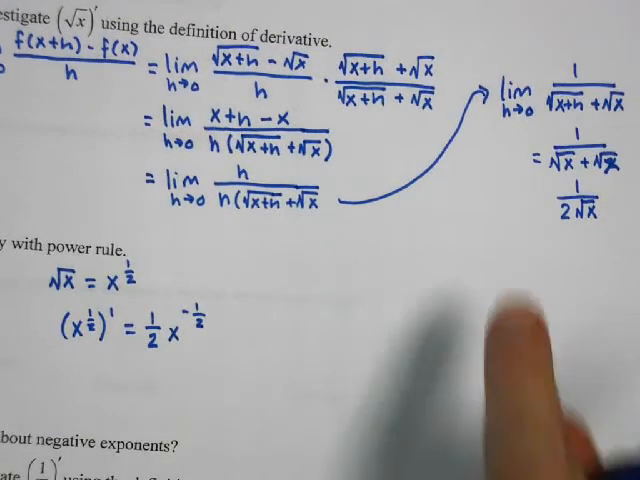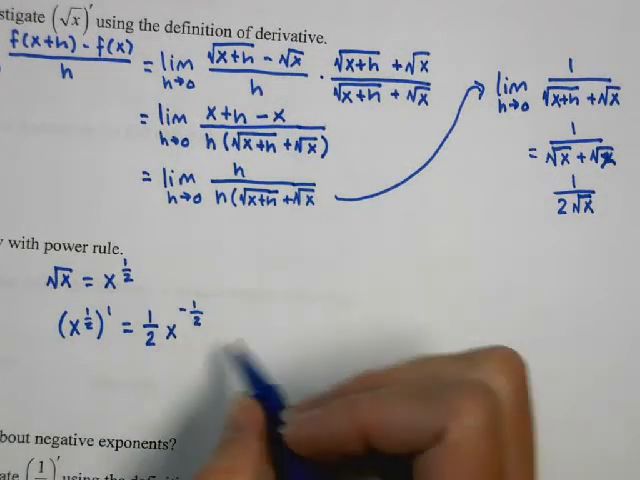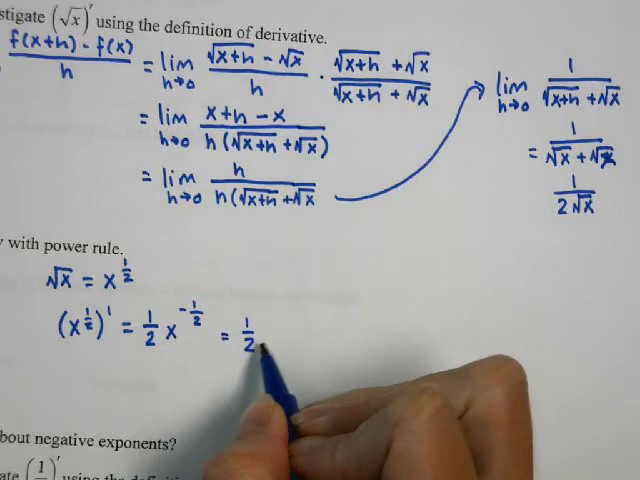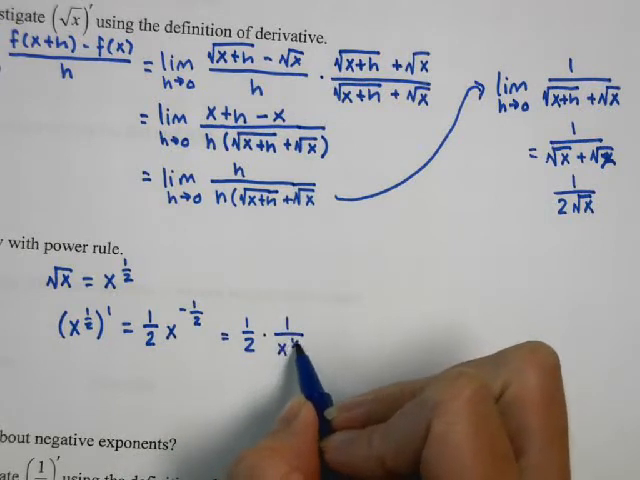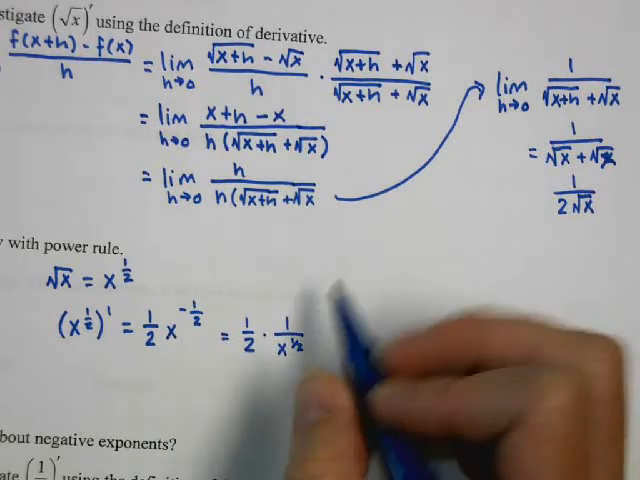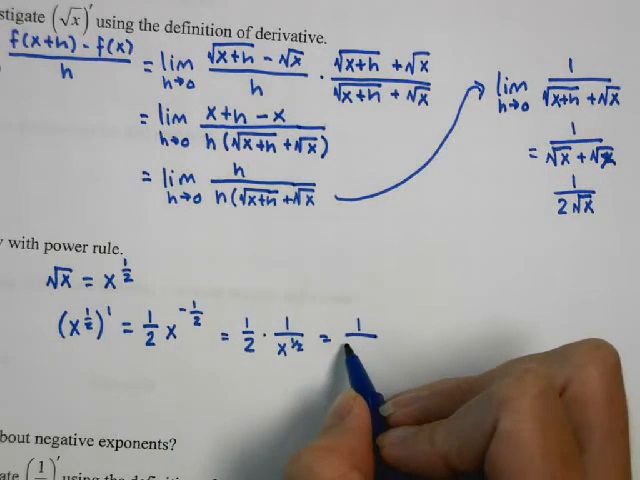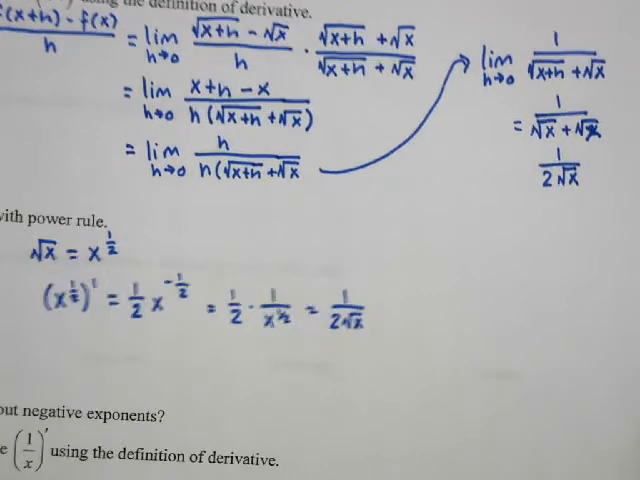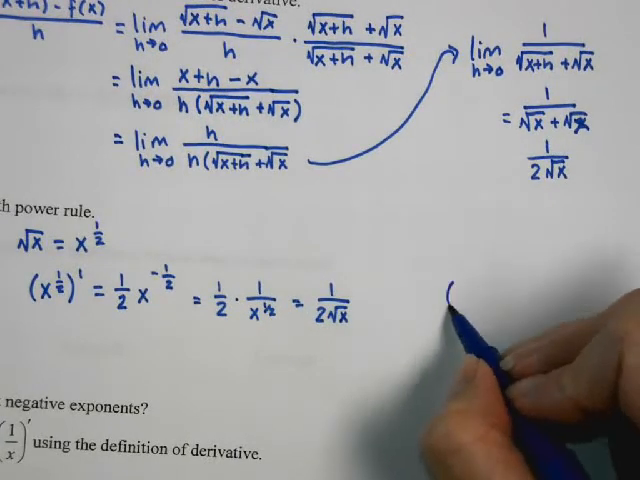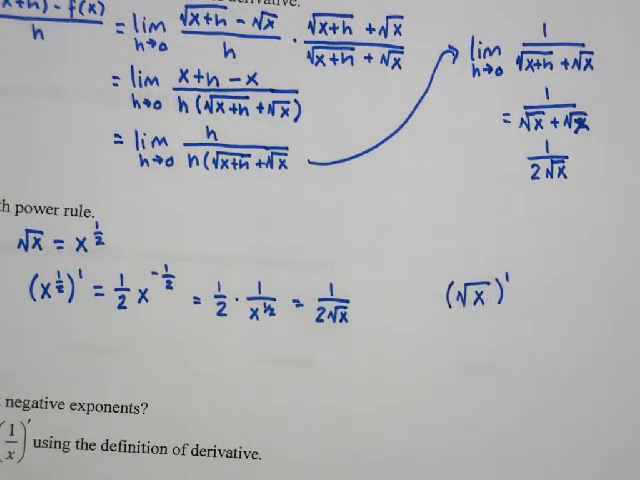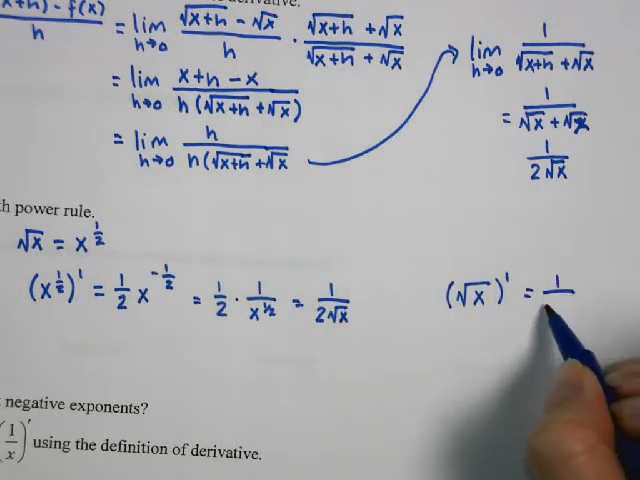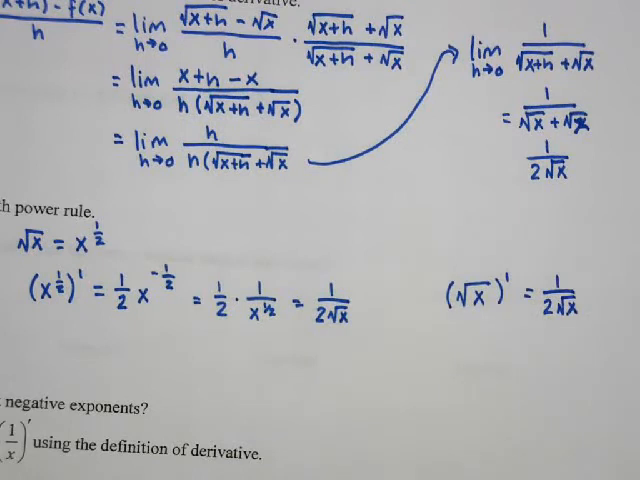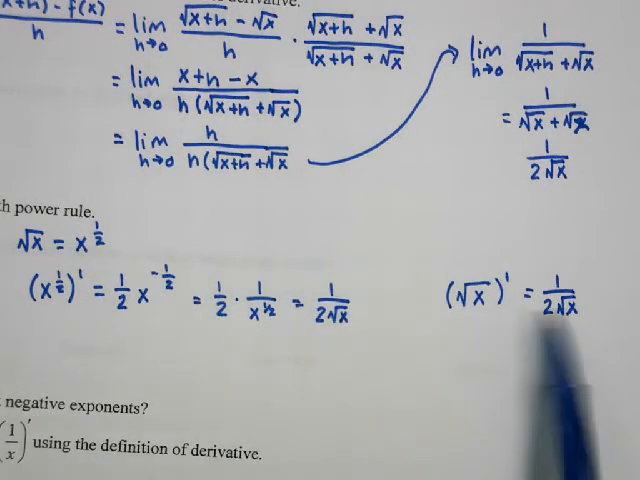Well, that doesn't look the same as that, but let's think about this. This would be the same as 1/2 times 1 over x to the 1/2, since it's negative, and that's just the square root. So this is equal to 1 over 2 root x. So on a note card, the derivative of the square root of x is 1 over 2 root x. For now, if you forget, you can always just apply the power rule, but that is one that you'll want to know eventually for square root.